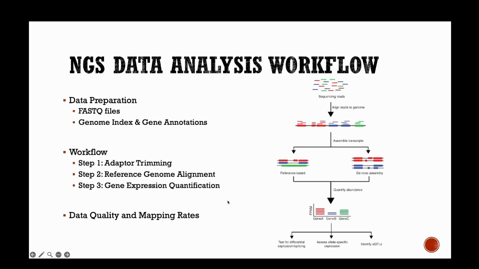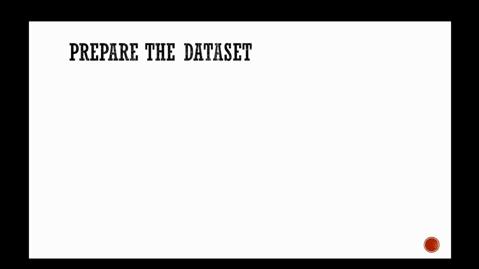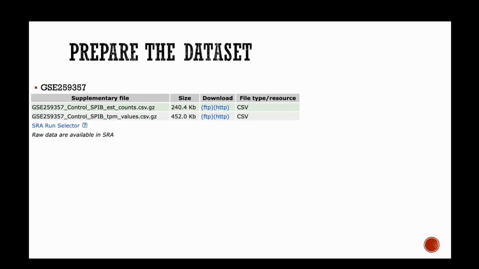But before that, we do have to prepare our data, which includes FASTQ files, genome index, and gene annotations, as well as some data QC at the end. There's not much to say if you already have FASTQ files on hand. Just put them into a properly named folder, and that's it. But if you don't have any, we can download an example dataset from the NCBI GEO database.